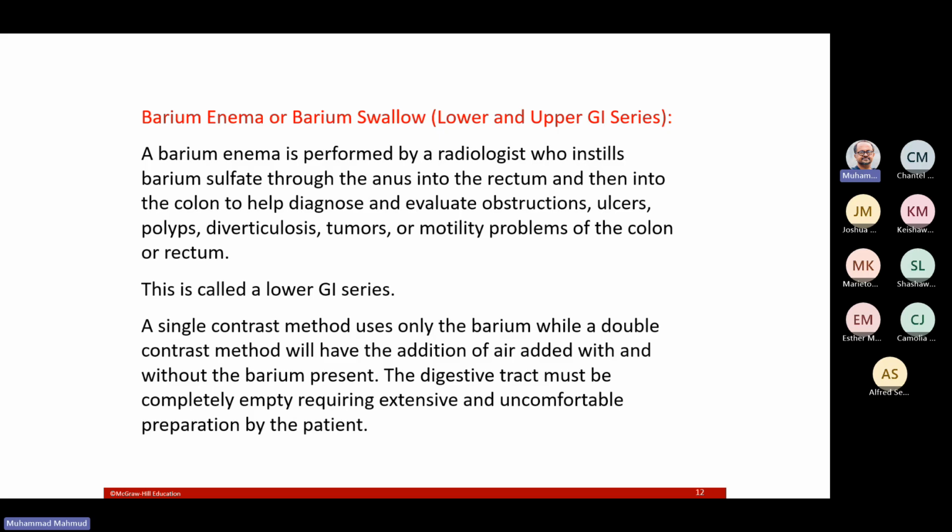GI means gastrointestinal. So lower part of the GI is the area where we can take pictures. A single contrast method uses only the barium, while a double contrast method will have the addition of air added with it or without the barium present. The digestive tract must be completely empty, requiring extensive and uncomfortable preparation by the patient.